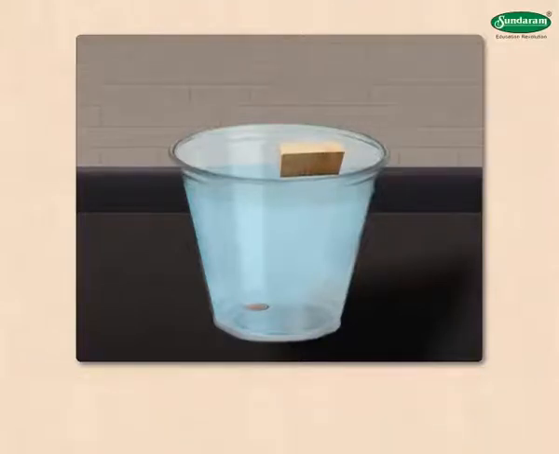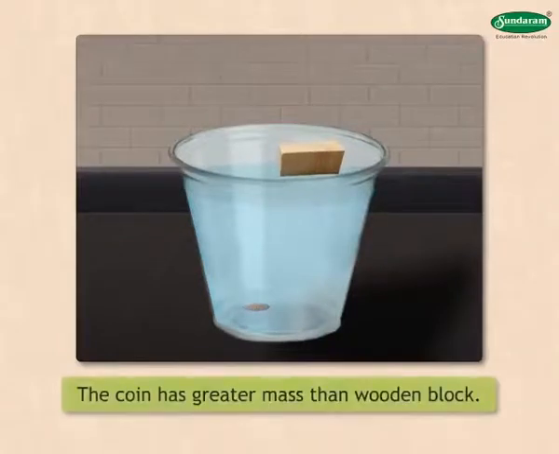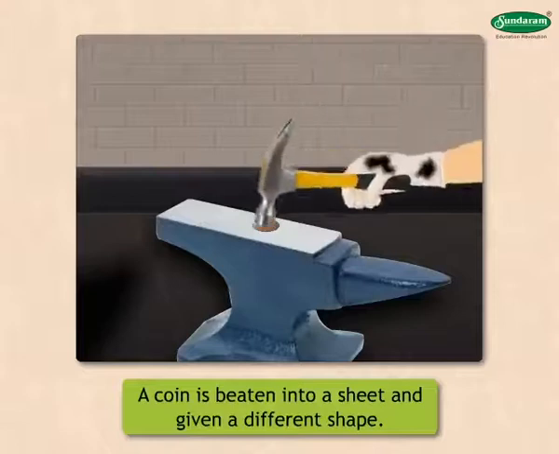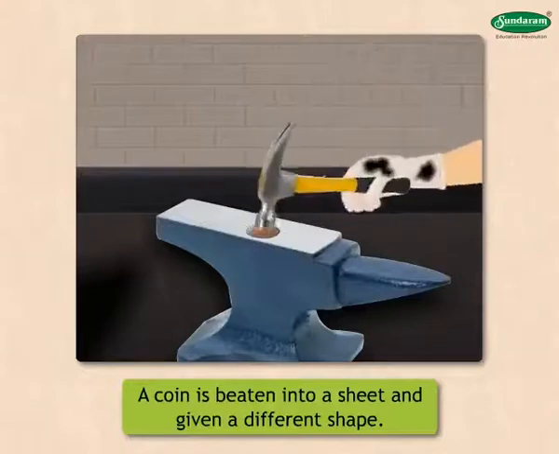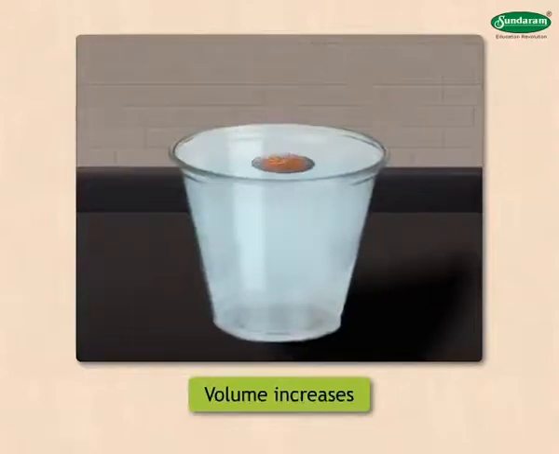Whether an object will float or sink depends upon its mass and not upon its volume or size. The coin has greater mass than wooden block, so it sinks. If a coin is beaten into a sheet and if it is given a different shape, its volume increases, so it will float on water.